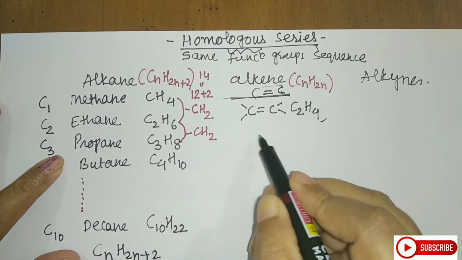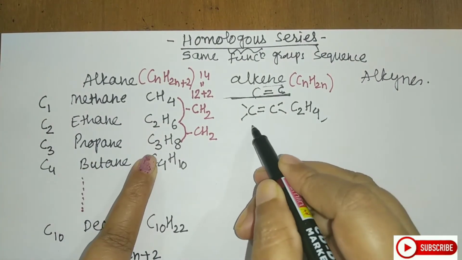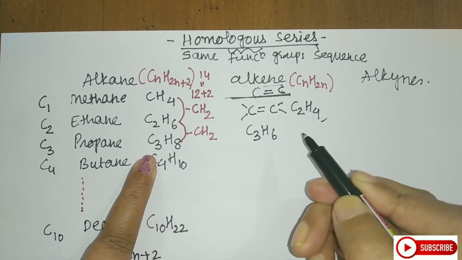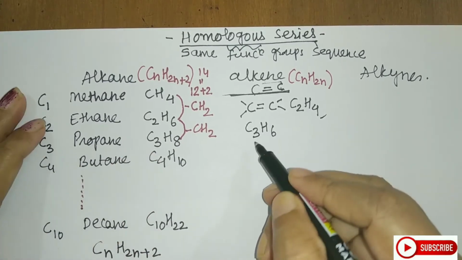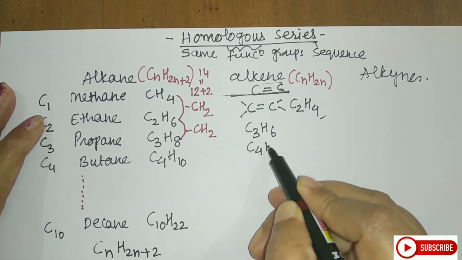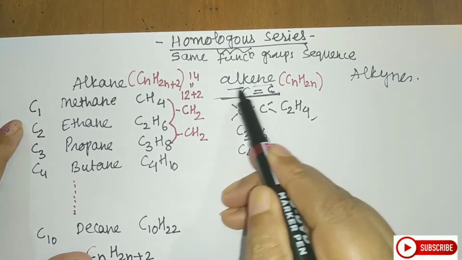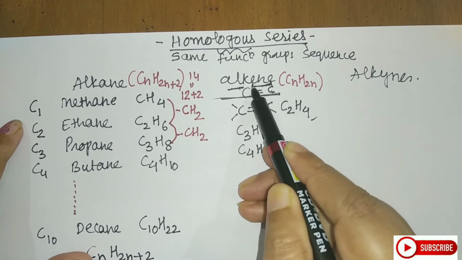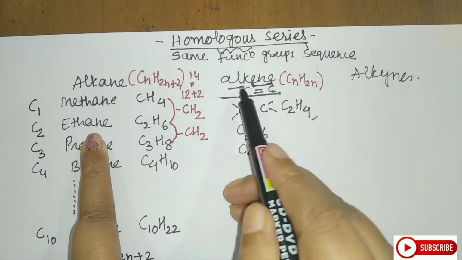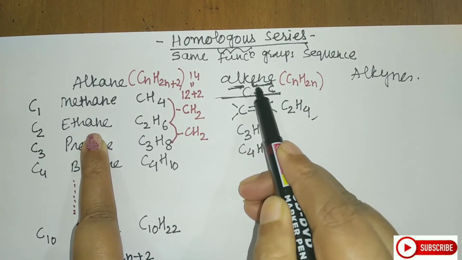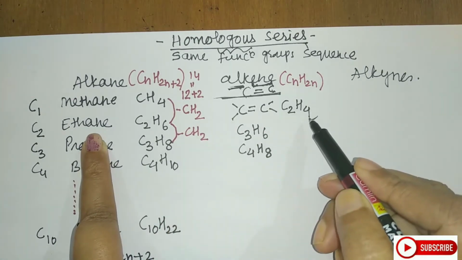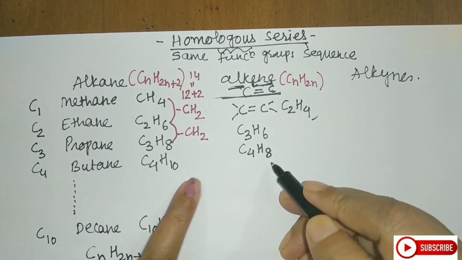And on the same basis, you can move on to the next homologues. So what will be here for C3? C3H6. That will be the second homologue. Similarly, for butene, it will be C4H8. But how will I name them, students? I will name them as this is your alk and this will be replaced by ene. So as this is ethane, this alk will remain the same and ene I will substitute here. So this is ethene, this is propene, butene and so on.